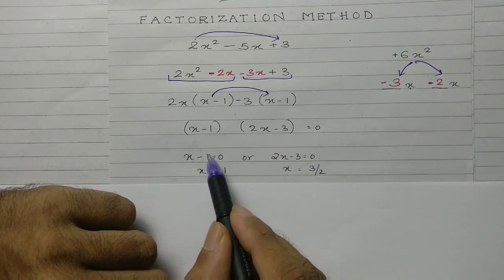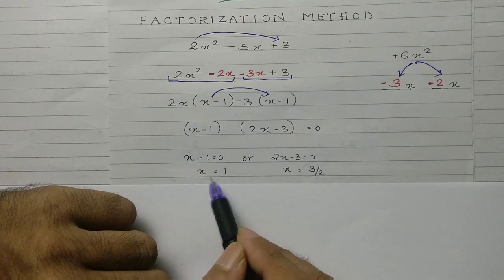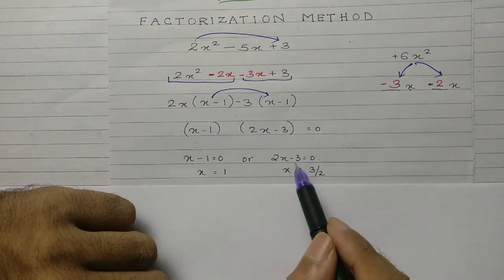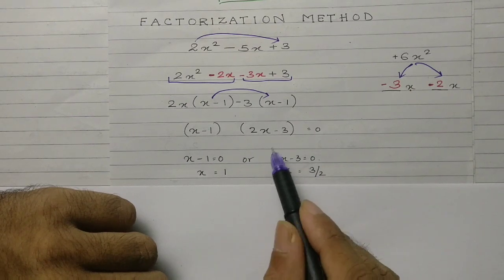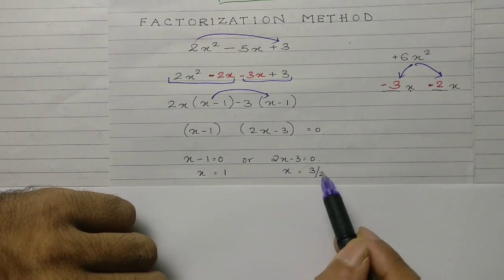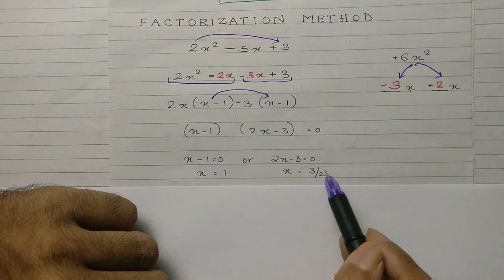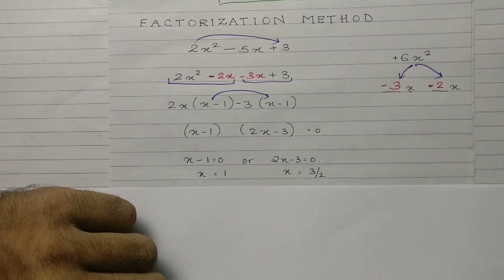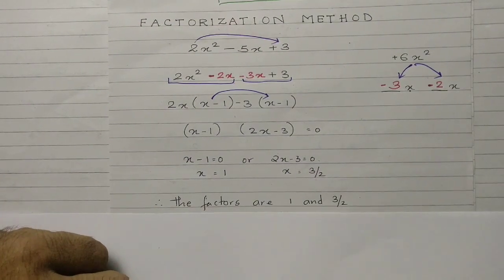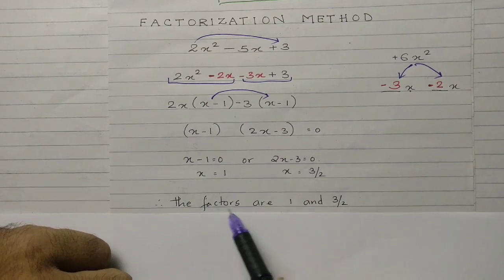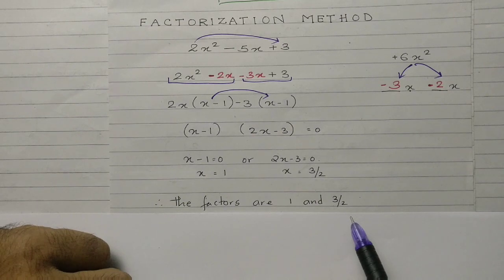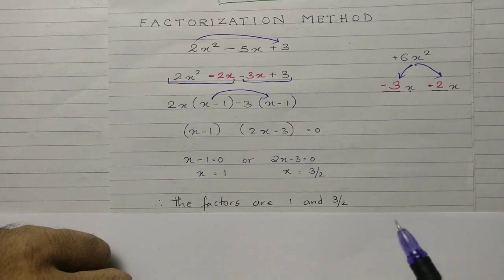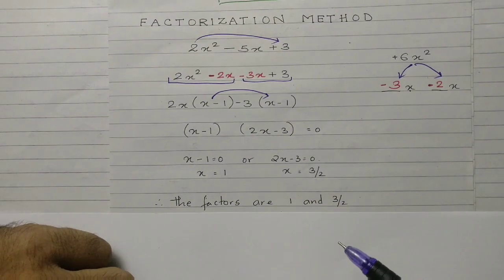All I have done now is take this minus 1 to the other side where it becomes positive, and take minus 3 to the other side where it becomes 3. The 2 which is multiplied goes to the other side, gets divided and becomes 3 upon 2. And finally you have to write this statement where you tell that the roots are 1 and 3 upon 2. I hope these steps are clear for the factorization method.